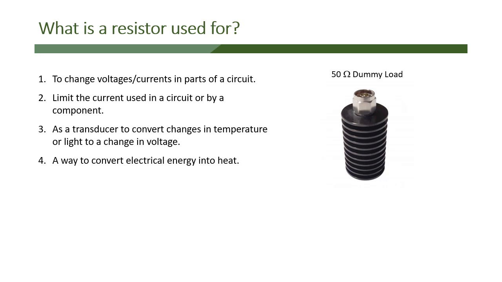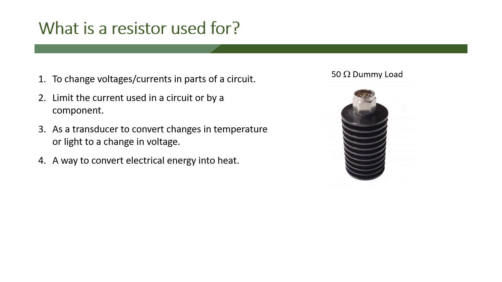Okay, and then also we can use resistors to limit the current used in a circuit by a component. So if a component has a specific amount of current it can handle, we don't want it to go over that amount of current. We use a resistor to limit how much flow there can be around that component to prevent it from becoming damaged.